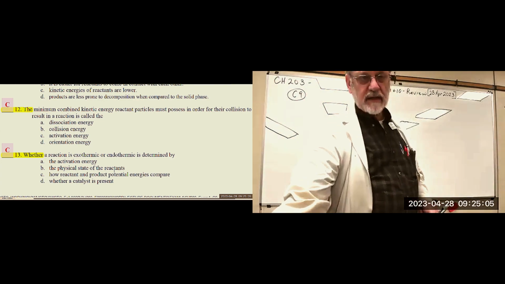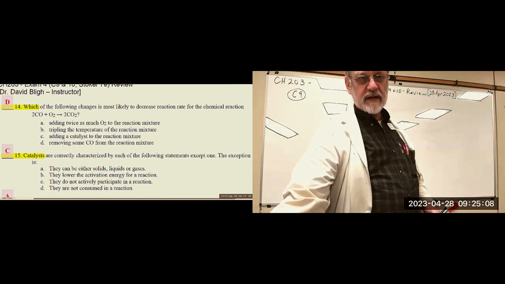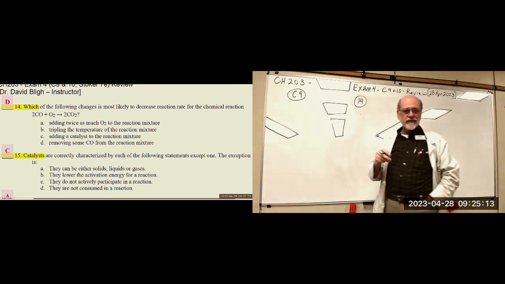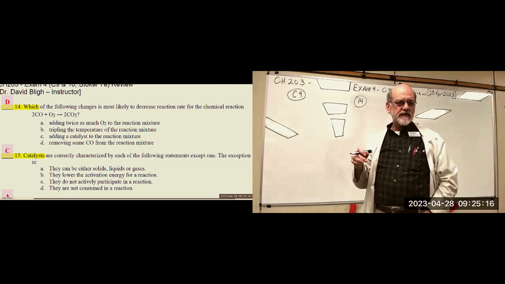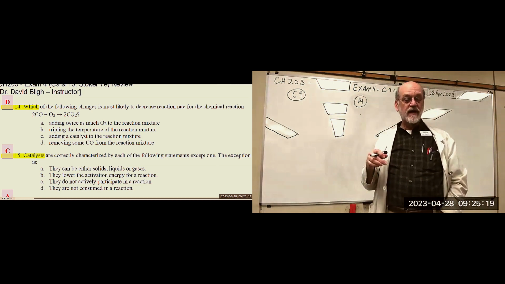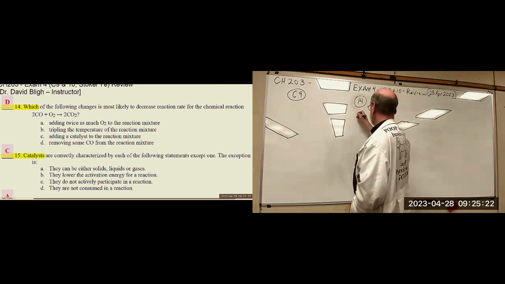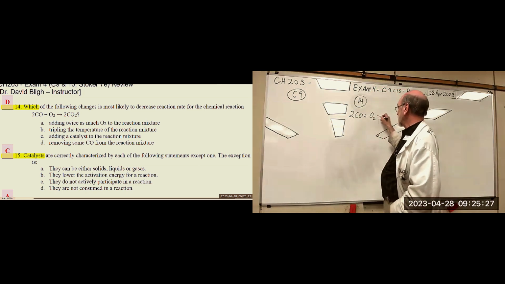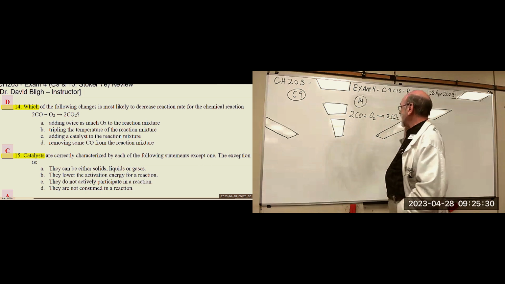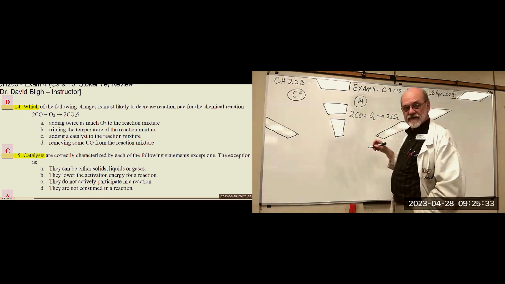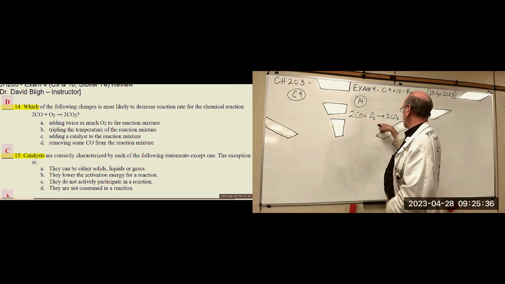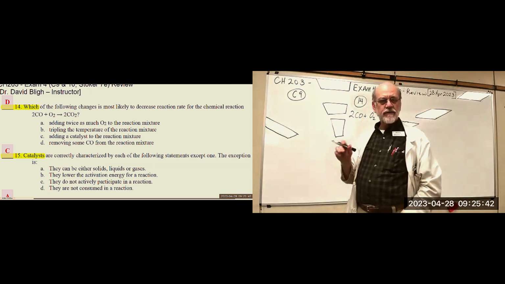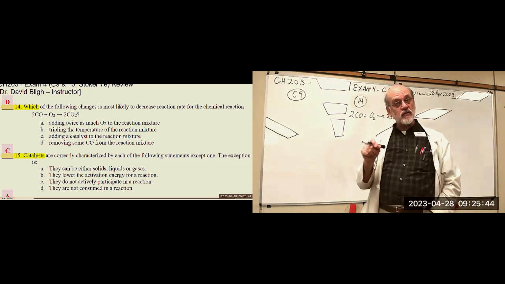All right. 13, 14, and 15. We're still in chapter 9. Which of the following changes is most likely to decrease reaction rate for the chemical reaction? So we have 2 carbon monoxide and 1 oxygen yields 2 carbon dioxide. Let's see if that's balanced. Let's see, 2 plus 2 is 4, and 2 times 2 is 4. 2 carbons, 2 carbons. Okay, that's balanced. Which of the following changes will most likely decrease reaction rate?